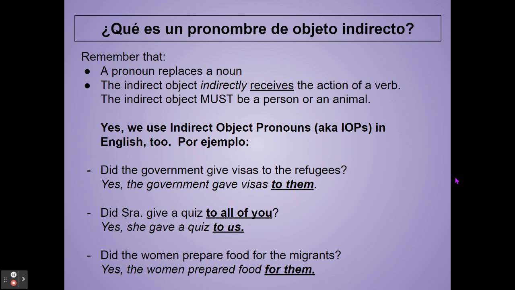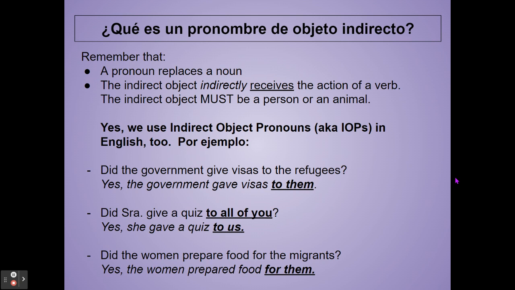And the indirect object must be a person or an animal. So keep that in mind, and we'll work through how to identify these a bit in class the next time we meet as well. And just like we use direct object pronouns in English, we also use indirect object pronouns in English. And so write down these examples, please. And once again, a little later on, you'll see these examples again, and then the examples in Spanish, so you can see a little bit about how they look.